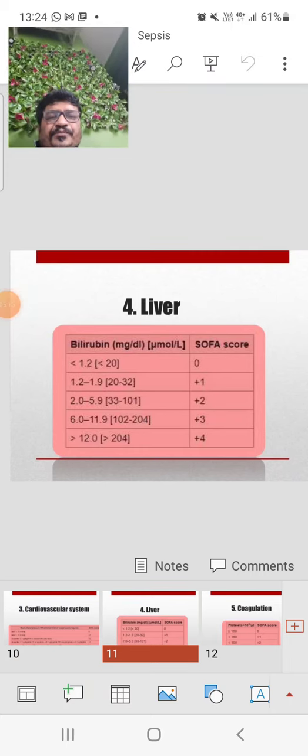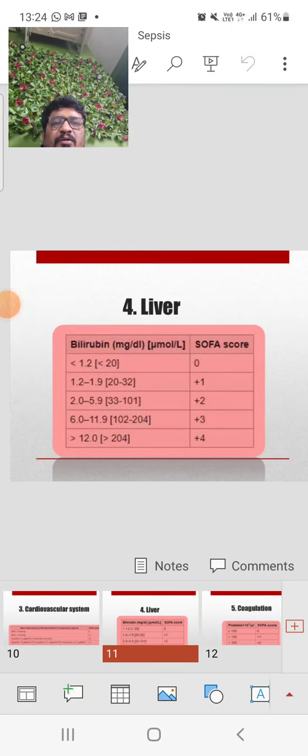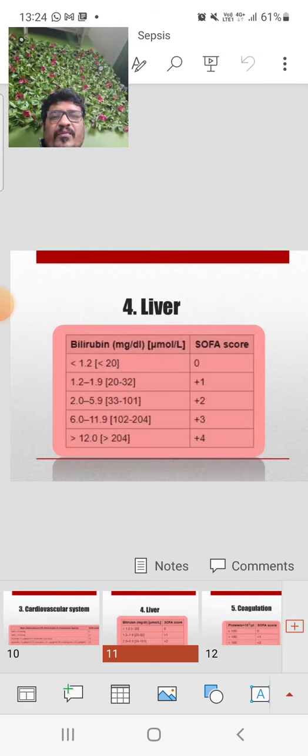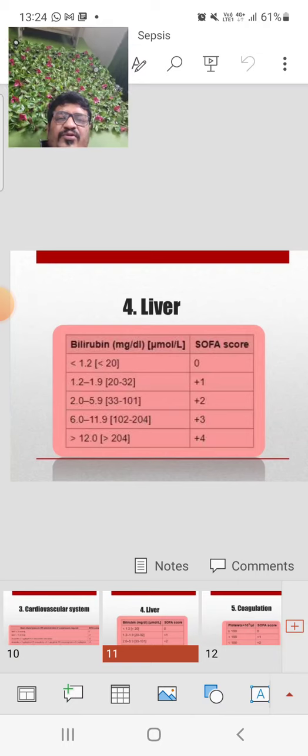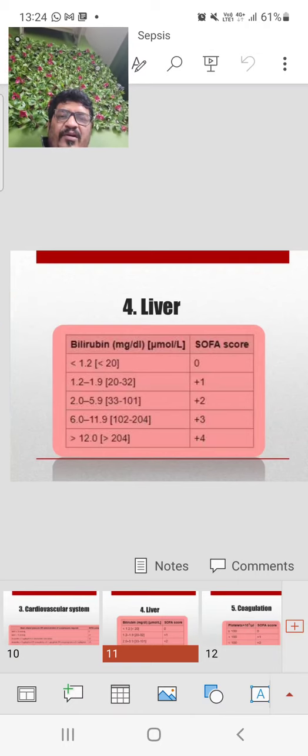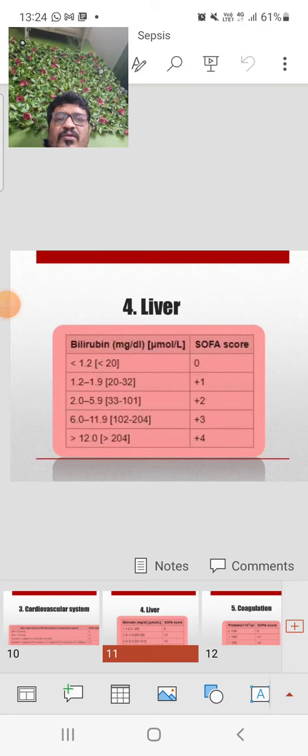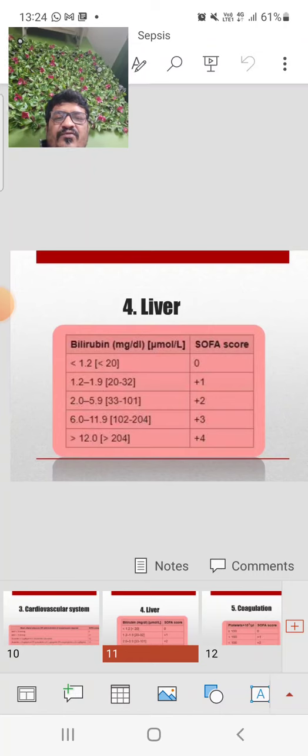In case of the liver, how do we score the SOFA score? If the bilirubin is less than 1.2, the score is 0. If it is 1.2 to 1.9, the score is +1. When it is 2.0 to 5.9, it is +2. 6.0 to 11.9, the score is +3, and more than 12, then the score is +4.